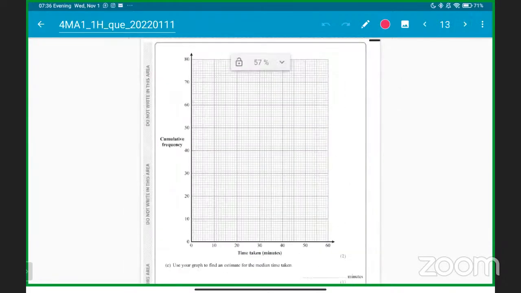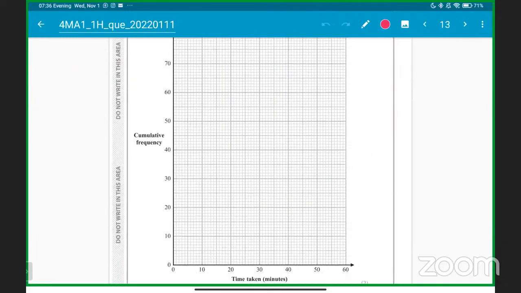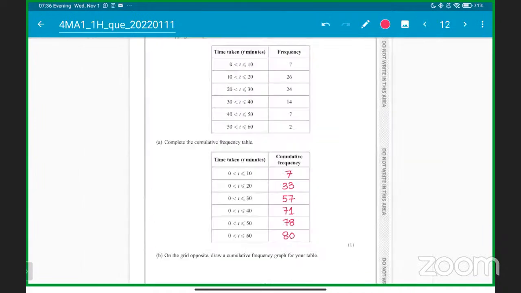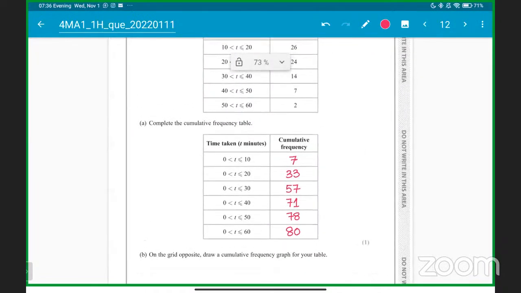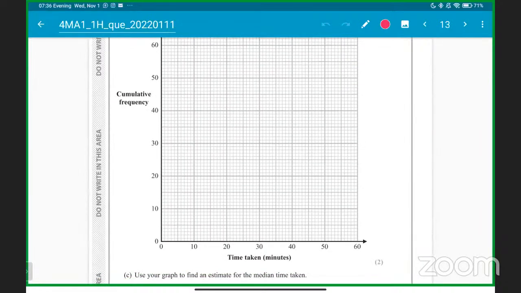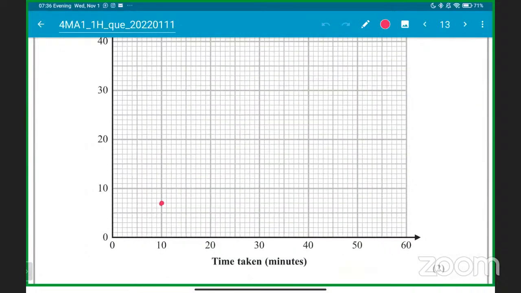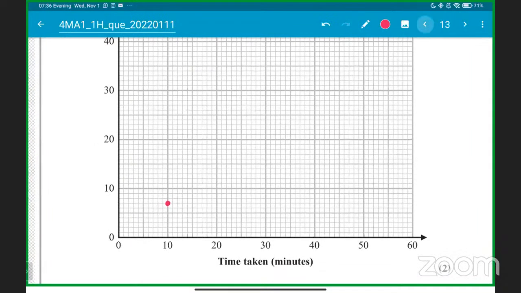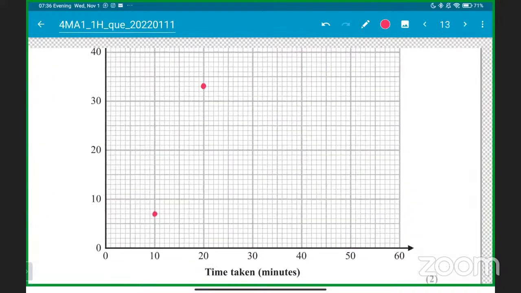Now we have to draw a cumulative frequency curve. So make sure you have the pencil sharp and you do it properly on your graph paper and follow very carefully. So 0 till 10 minutes is 7. So on that 10, you will have to draw 7. You can put a cross as well, or you can put a dot as well. So at 0 till 10 minutes, we have got 7. For 0 till 20, we have got 33. So here we go, 33 will be there. At 30, we got 57 point.